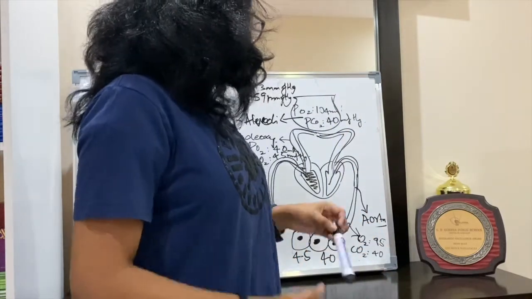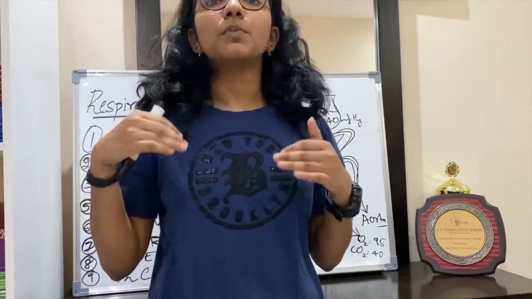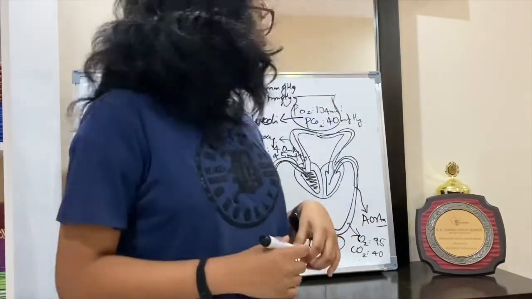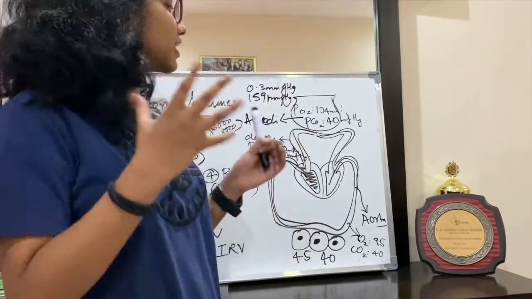Now, coming to the solubility of gases. It's been seen that carbon dioxide is about 20 to 25 times more soluble than oxygen. So it is diffused more easily, meaning its rate is higher. And the other factor that determines diffusion is the thickness of the membrane.